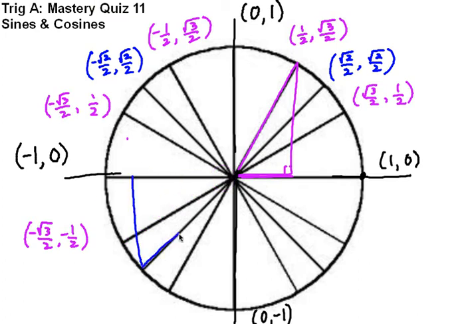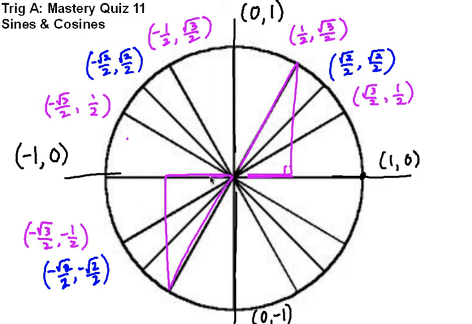45, 45, 90 triangle, isosceles. Both are negative. My 2's are ugly, aren't they? Okay. You know what they are. It's root 2 over 2 and negative root 2 over 2. Both of them are negative. Last triangle in this quadrant is the 30, 60, 90 triangle, with the short side being the x value. The short side is the half.